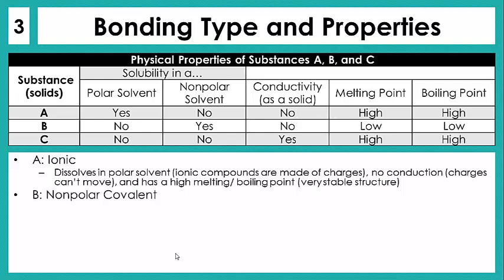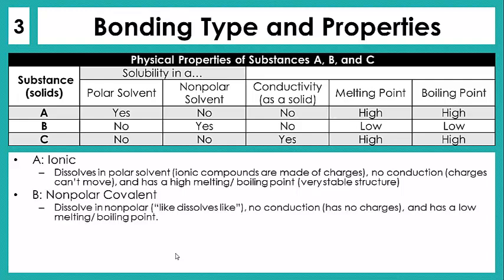B is going to be nonpolar covalent. It dissolves in nonpolar solvent, so you should remember like dissolves like, so this thing must be nonpolar. And it has no conduction because covalent compounds don't have charges, and they're going to have a relatively low melting and boiling point.